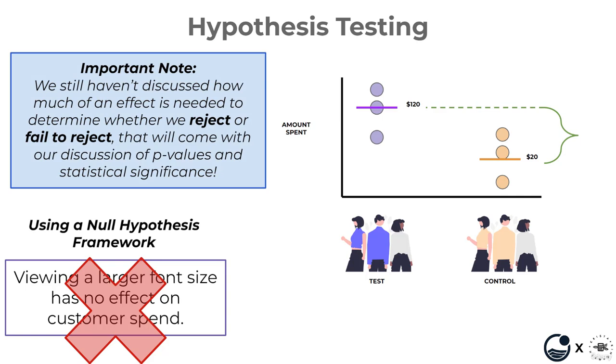Now, we haven't really discussed how much of an effect is needed to determine whether we reject or fail to reject. That's actually going to come later on in this section with a discussion of p-values and statistical significance. So there is going to be some metric to understand whether you decide to reject or fail to reject, but we'll talk about that later on. Really, the purpose of this lecture was to get you familiar with the idea of a null hypothesis and the framework of rejecting or failing to reject.